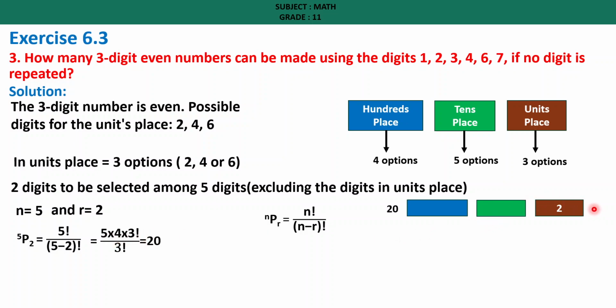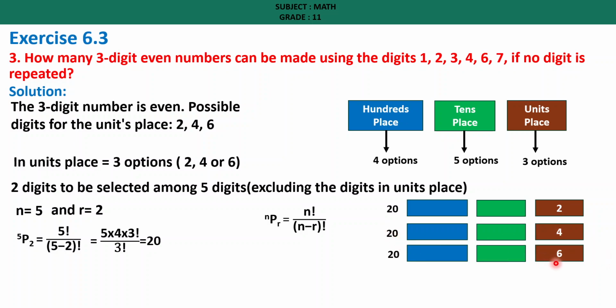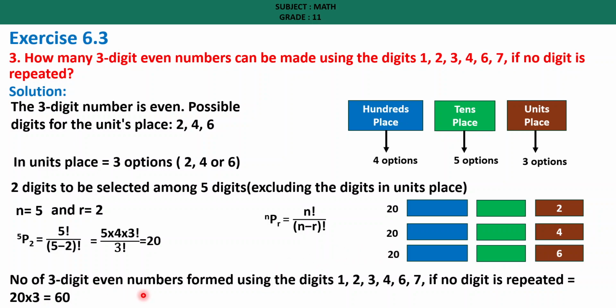So this is if the units place 2 is selected. Then if units place 4 is selected, also we'll get 20 as the answer. If units place 6 is selected, 20. So 20 plus 20 plus 20 is 60. Therefore, the number of 3-digit even numbers formed using the digits 1, 2, 3, 4, 6, 7 if no digit is repeated is 20 into 3, that is 60. If you want to verify, 4 into 5 is 20, 20 into 3 is 60. So both the answers are matching.